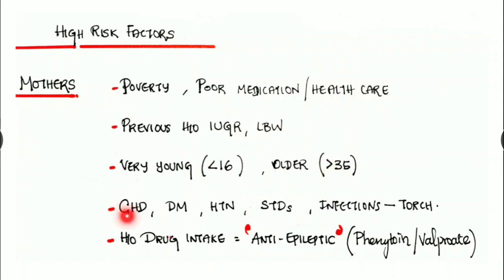Maternal diseases like congenital heart disease, diabetes mellitus, hypertension, sexually transmitted diseases, and infections like TORCH. If there are infections like TORCH during the antenatal period, then the mother gives a history of fever with rash during the antenatal time. And history of drug intake like anti-epileptic drugs like phenytoin or valproate are higher risk for developing cerebral palsy in the newborn.